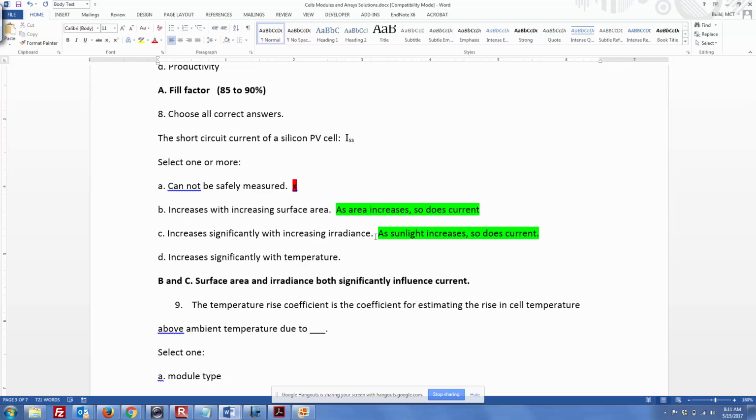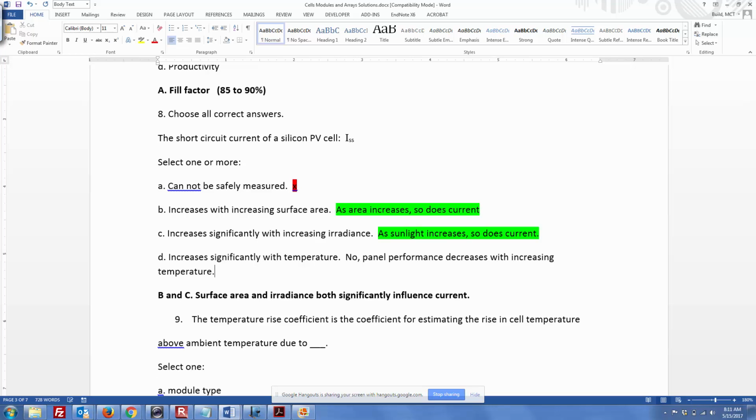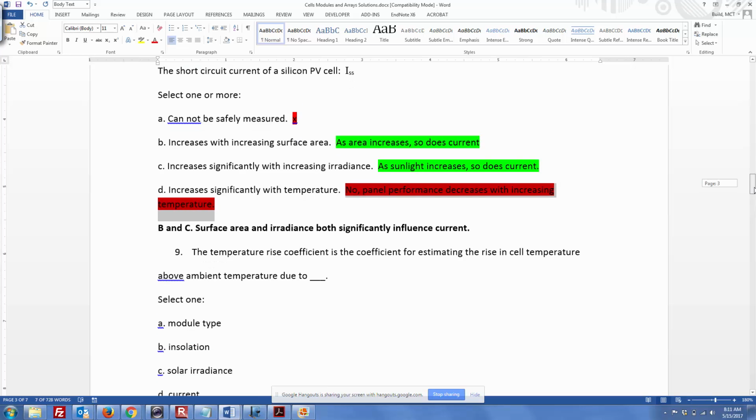And then the next one, "increases significantly with temperature." No. Panel performance decreases with increasing temperature. Okay. All right, the next one.